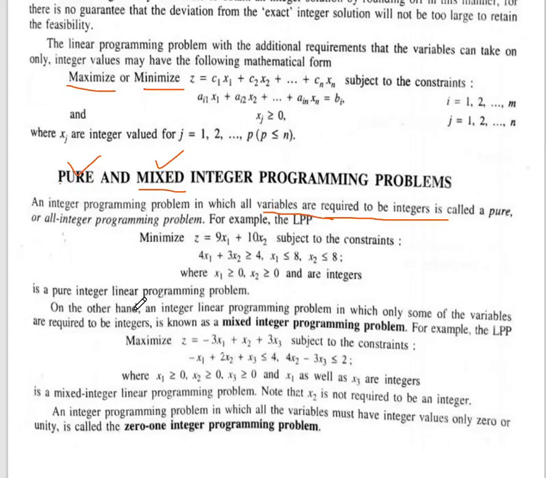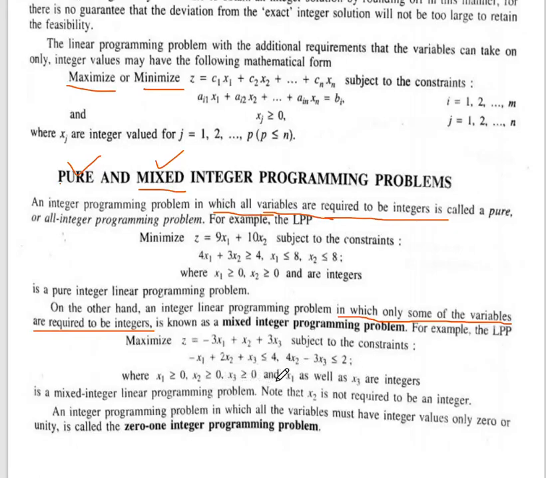Now we will define the mixed integer problem. An integer programming problem in which only some of the variables are required to be integers. Where all variables are required to be integers, it is called a pure integer programming problem, and where only some of the variables are required to be integers, it is known as a mixed integer programming problem.